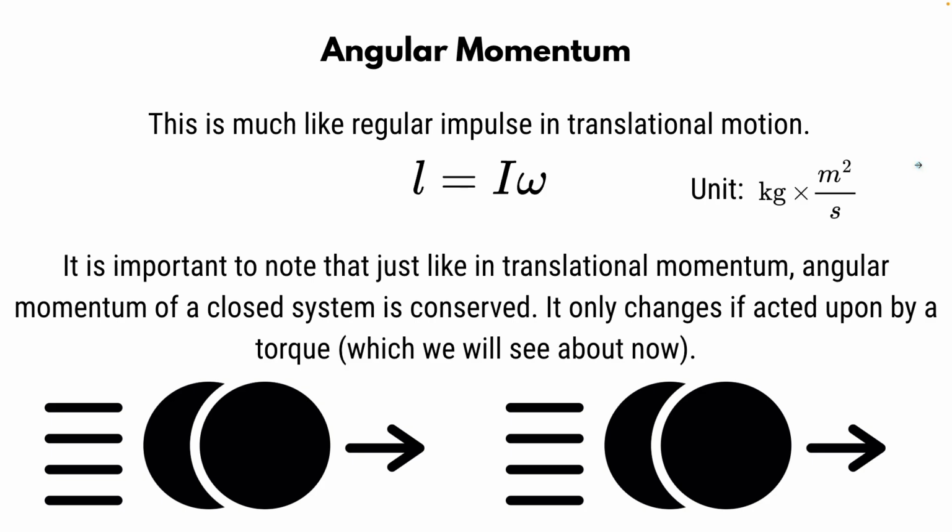Okay. So moving on, now we're going to touch upon angular momentum, and this is basically like regular momentum in translational motion. It's important to note that just like in translational motion, angular momentum of a closed system is conserved, and it only changes if it's acted upon by a torque. We're going to see that just now. By the way, if I'm going too fast, you can always pause the video and take notes on the slides. The unit is kilogram meters squared per second for angular momentum.